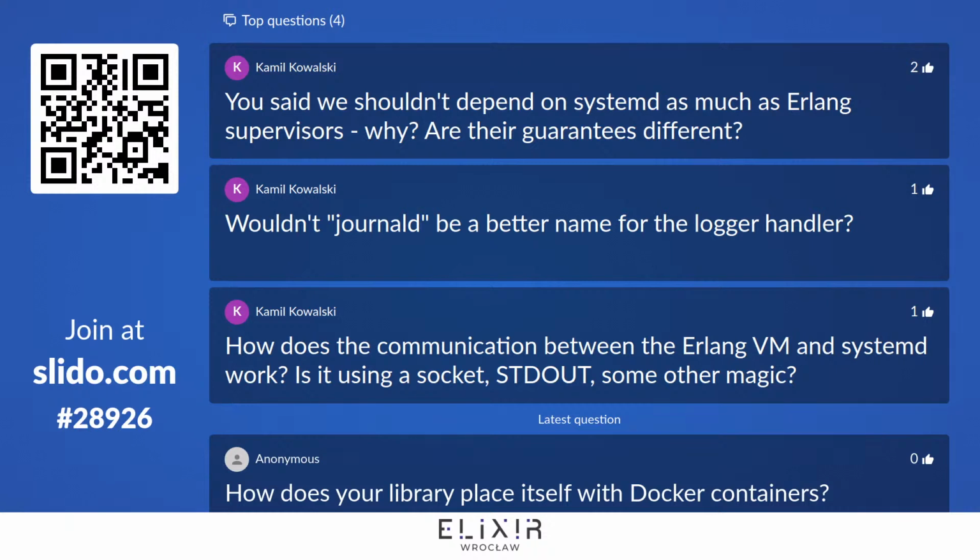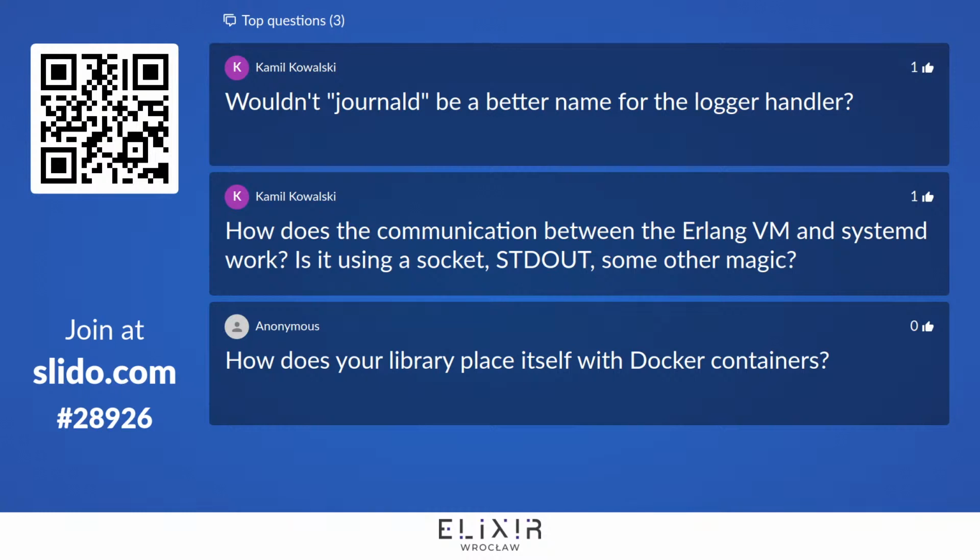The second question is, wouldn't journald be a better name for a logger handler? Yes, in fact it is called systemd_journal_h. In general, my idea for the library is not only to be a logger handler, but to be a whole system for making your application work nicely with systemd. If it were just a systemd journald handler, then probably yes. But I thought the name systemd would be more general. It will allow more stuff like socket activation, notification and watchdog. So I picked the name systemd.